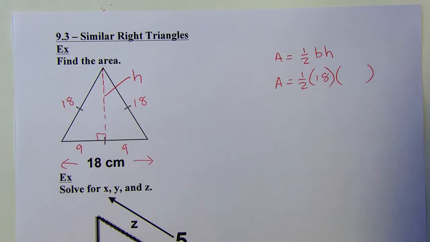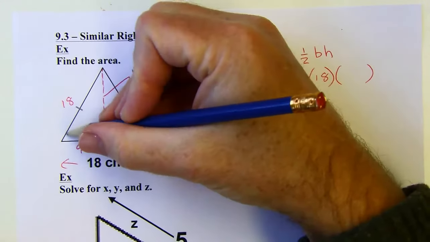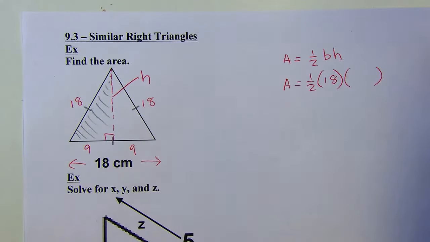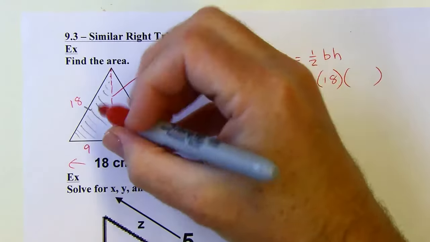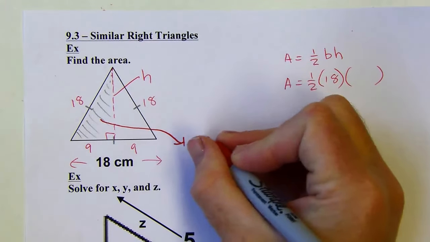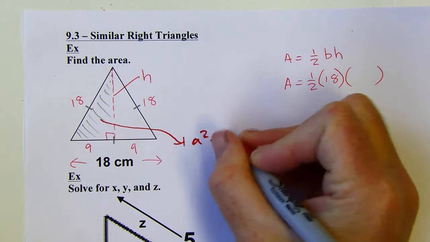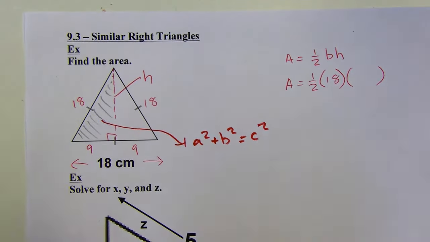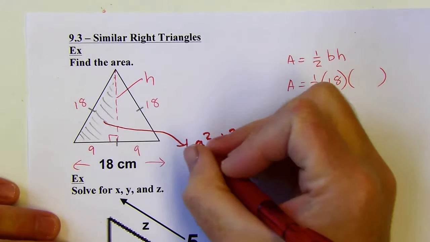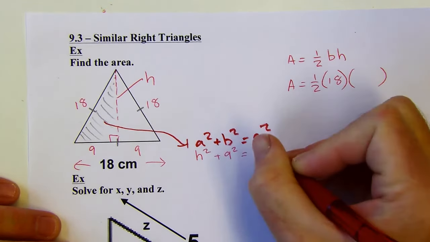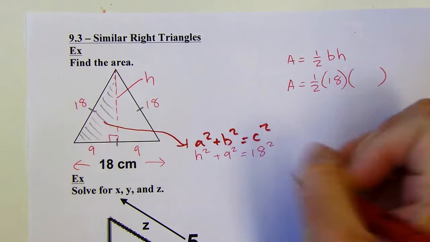And what that's going to do is allow me to find H because I've got a right triangle here and I can use the Pythagorean theorem on that, okay? So let's see. I'm going to do a little side problem here. A squared plus B squared equals C squared. So the hypotenuse here would be the 18, so that's got to be the C, right? So H and 9 are the A and B. Those could be in either order, but you need to have the 18 isolated over here, okay?